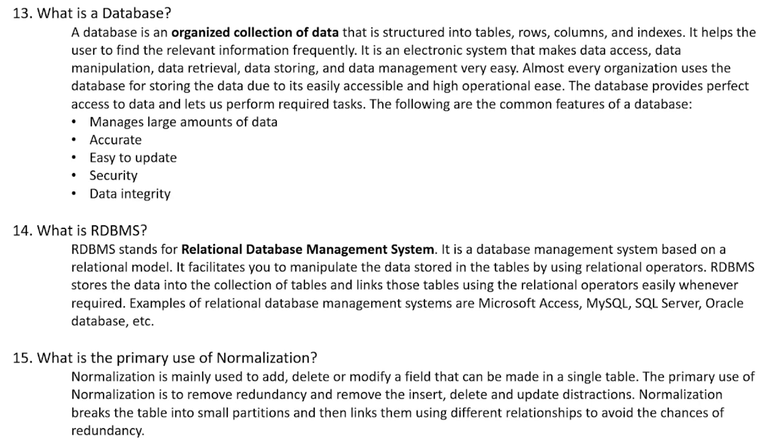Question 15. What is the primary use of normalization? Answer. Normalization is mainly used to add, delete or modify a field that can be made in a single table. The primary use of normalization is to remove redundancy and remove the insert, delete and update anomalies. Normalization breaks the table into small partitions and then links them using different relationships to avoid the chances of redundancy.